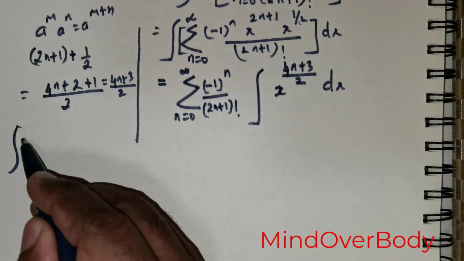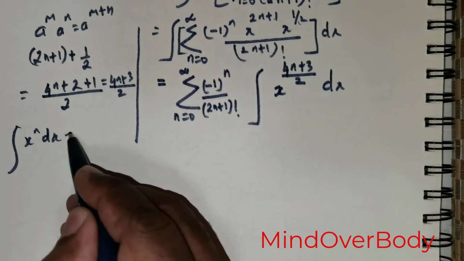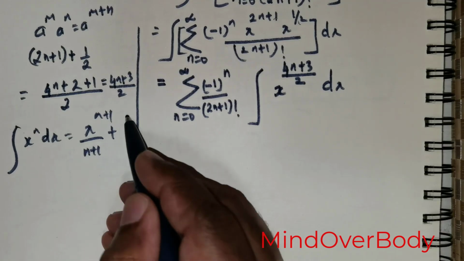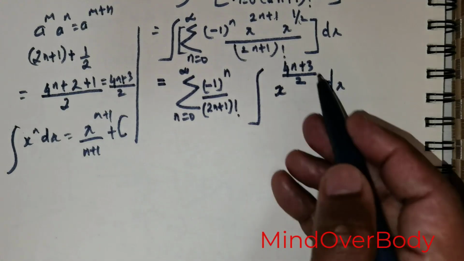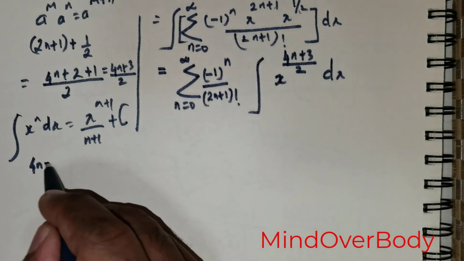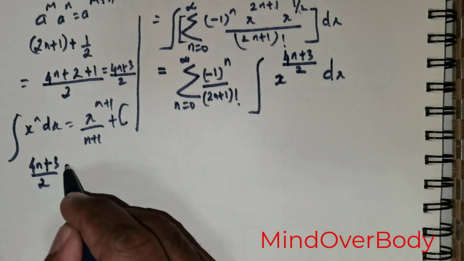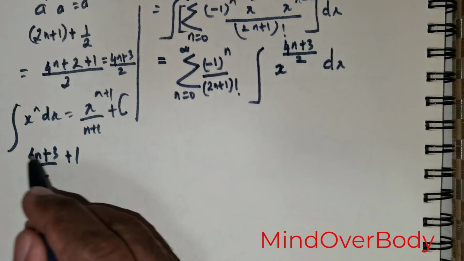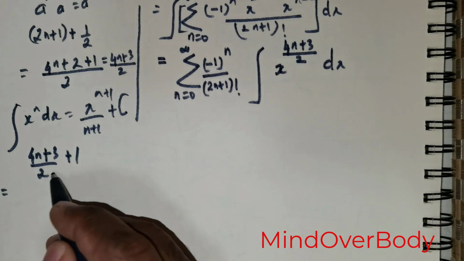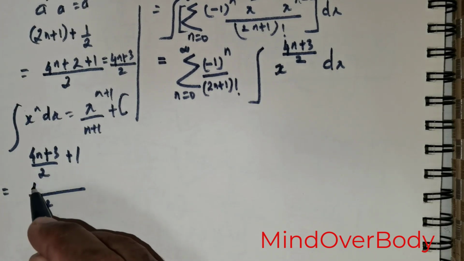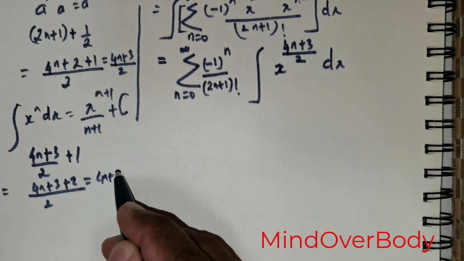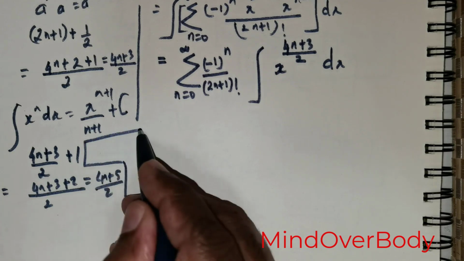So since we know that the integral of x to the power n dx is equal to x to the power n positive 1 divided by n positive 1 plus arbitrary constant c. This is what is the outcome. So if I were to integrate this, the exponent is 4n positive 3 over 2. This has to be added with 1 and the same has to be divided. So I want to know what exactly this outcome is. So if I were to take 2 as the LCM, this is going to be 4n positive 3 positive 2, which is going to be 4n positive 5 over 2. So this is the exponent.